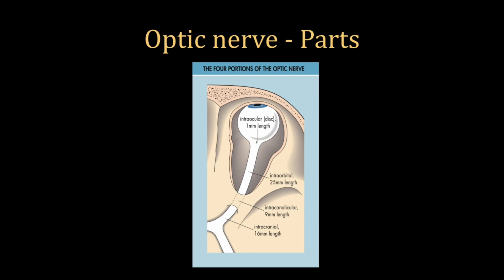Right. Now let's start from scratch. We have the optic nerve which has 4 parts: the intraocular part, the intraorbital part, the intracanalicular part and the intracranial part. The intraorbital is the longest and the shortest is the intraocular part. This intraocular part of the optic nerve is also called the optic nerve head or the optic disc.